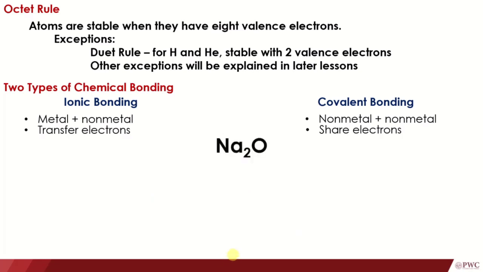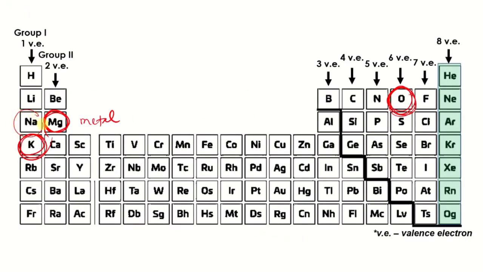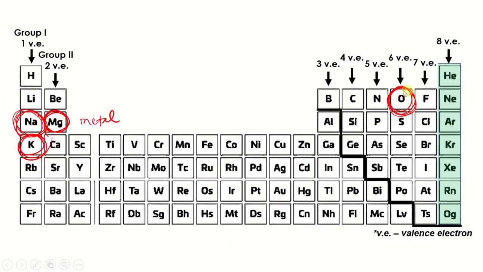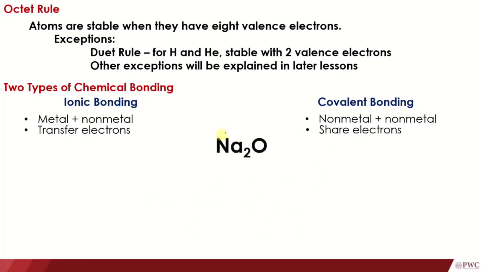Let's have another one. Let's have sodium. Okay, so here we have Na2O. So it's composed of sodium, then oxygen. Again, first, let's determine whether this one is ionic or covalent. For sodium, sodium is over here. So it's a metal. Then the other one is oxygen. Oxygen is over here. Therefore, this one is a non-metal. So this one is a metal plus a non-metal. This one is also an ionic compound.